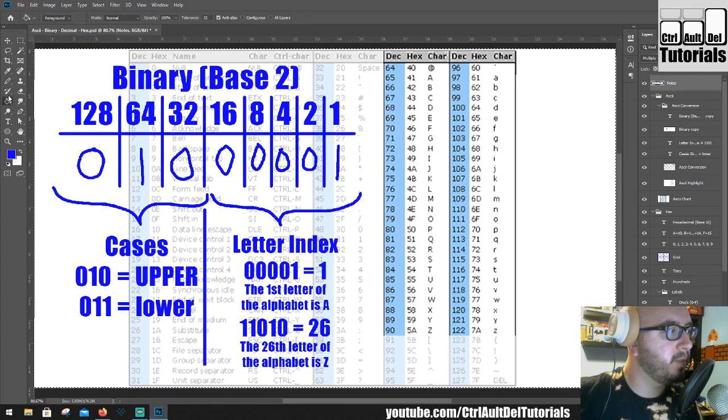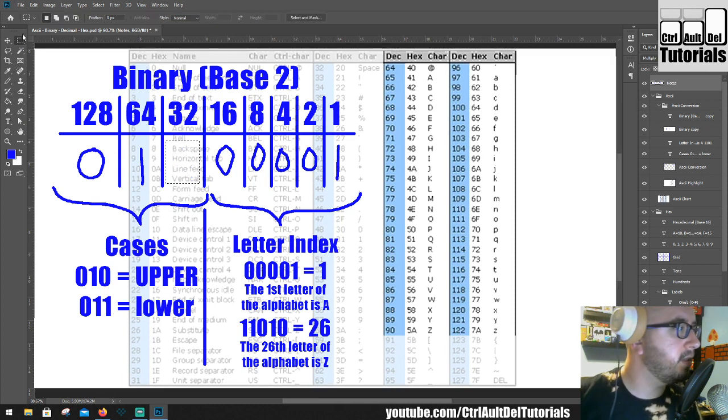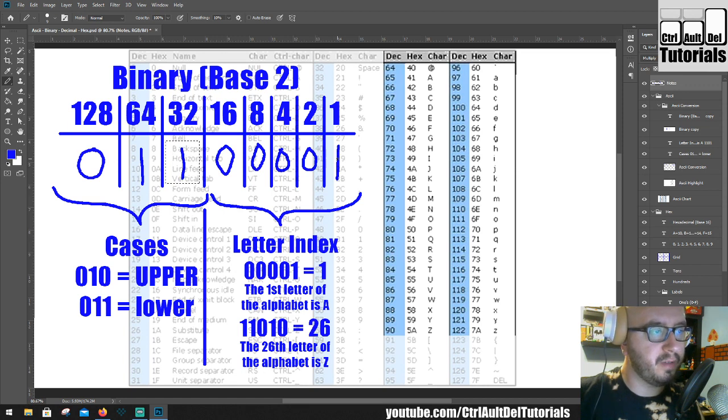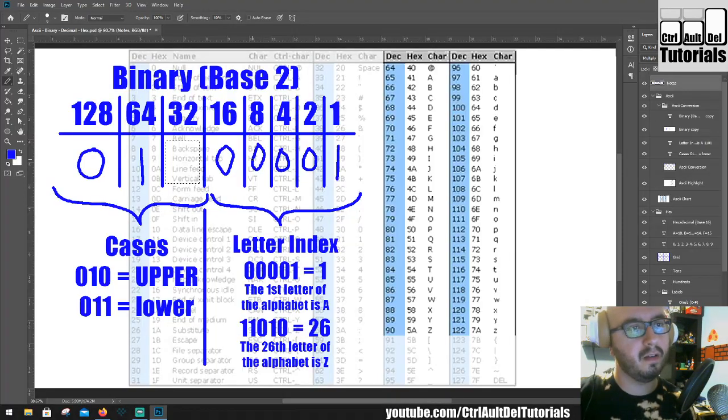I don't want to erase, but I guess I'll have to. I could delete, I guess. Makes it a little easier. Okay. So if this is 0, 1, 1, 0, 0, 0, 0, 1, that would be a lowercase letter a. Again, the difference just simply being this 32s place.